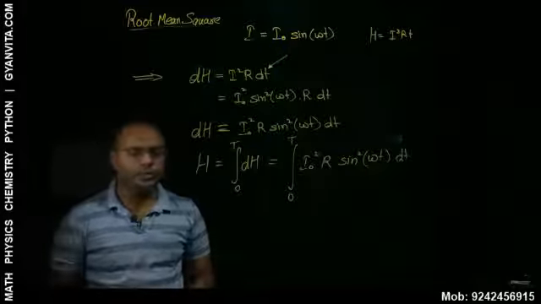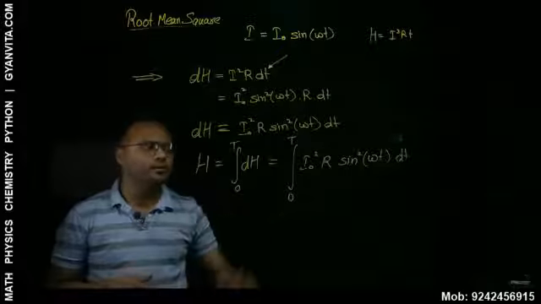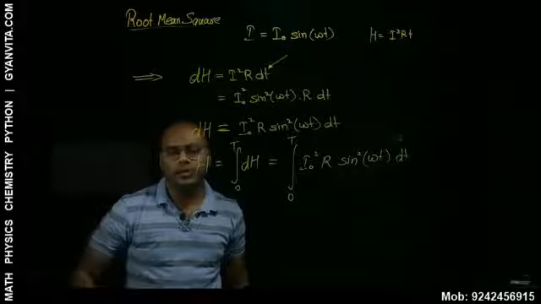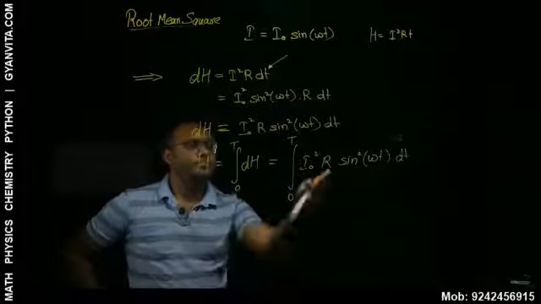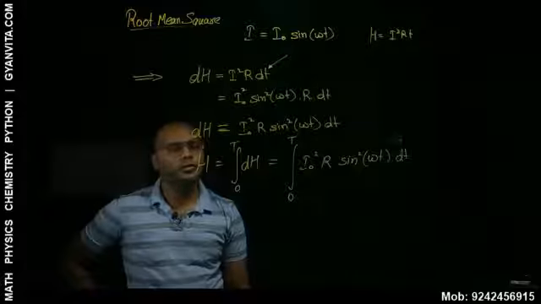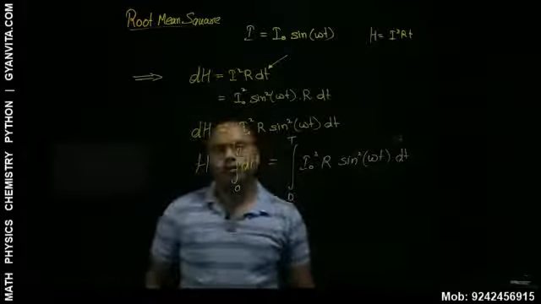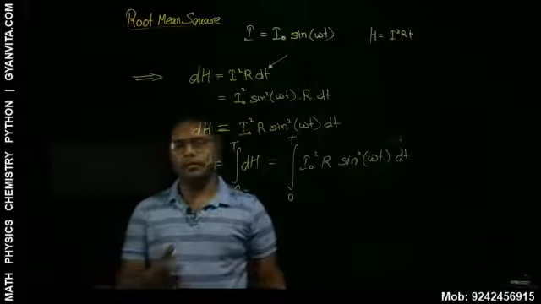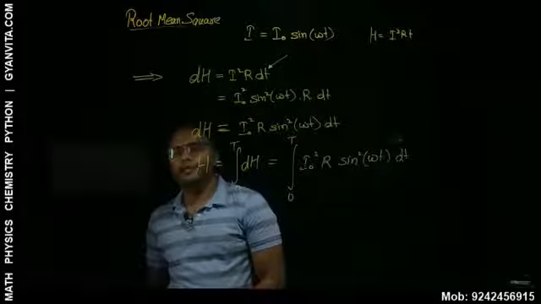This is an integration which we have already studied in mathematics. Can you tell me what will be your approach in order to find this integration? How are we going to find the integration of sine square? Obviously, I naught square R will come out and you have to integrate 1 minus cos 2 omega t by 2. So you will do that. When we do this, you can try this and find out the exact value of this heat H.